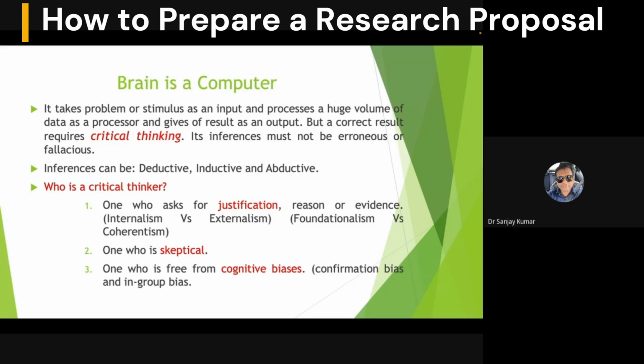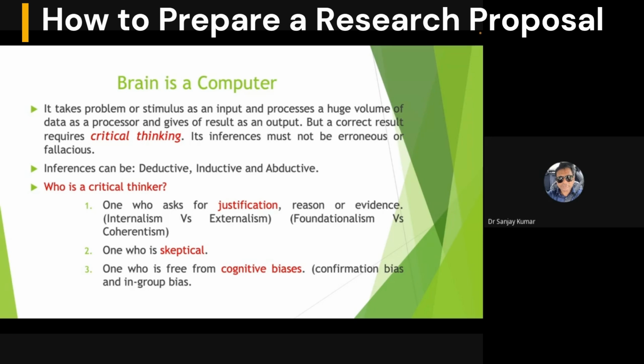Okay, and a critical thinker also must be free from cognitive biases. Cognitive biases means whatever habits or whatever thinking you have been conditioned to can blind your observation. So when you are doing research work, you should be free from cognitive biases. I have just given two examples: one is confirmation bias and one is in-group bias.